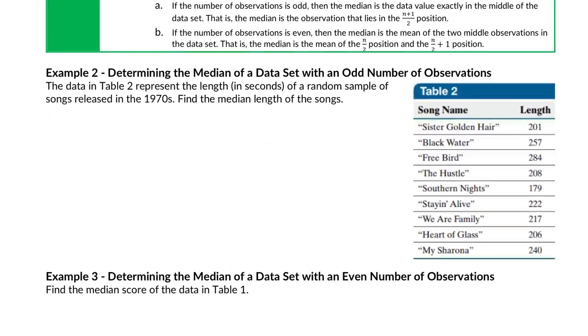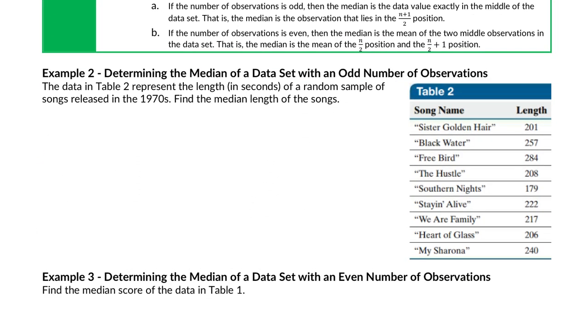So this data in table 2 represents the length in seconds of a random sample of songs released in the 1970s. Find the median length of the songs. Okay. Is that on there? Our family is on there. Cute. Okay, so what we're going to do is we're going to list the lengths from least to greatest.